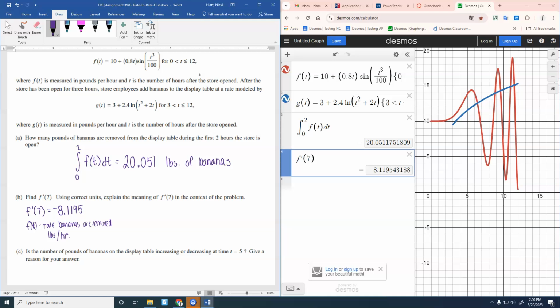Okay, so that's F. That's given to you in the problem. We're talking about F prime. So if we take the derivative of a rate, what are we going to get? Pounds per hour, pounds per hour squared. Yes. So this is the rate at which the rate is changing.